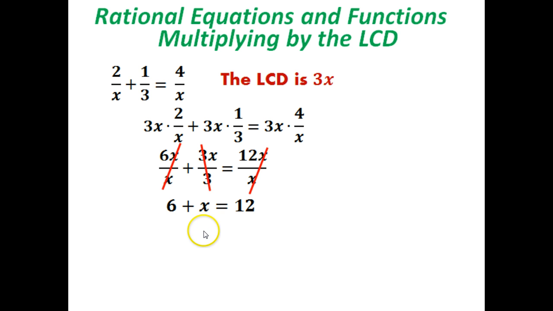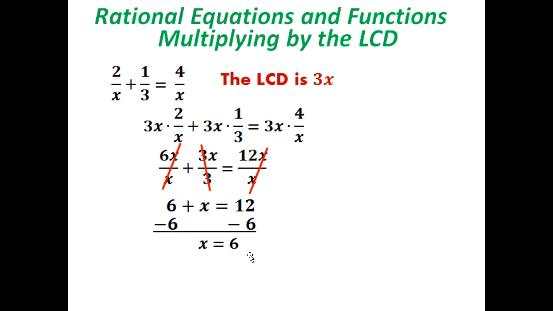I've got to get x all by itself, so that means I'm going to subtract 6 from both sides. When I subtract 6 from both sides, this side equals 0, which is what we wanted. Over here I've got a 12 minus 6, and 12 minus 6 equals 6. So my answer is x equals 6. But when we do these, we always have to make sure that it will actually work out.